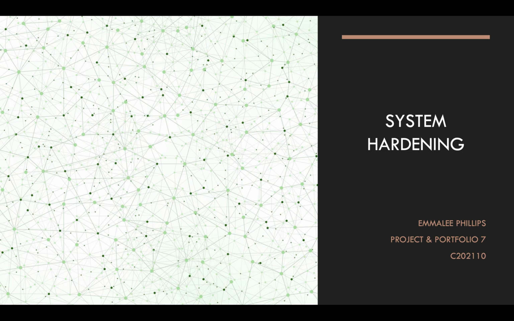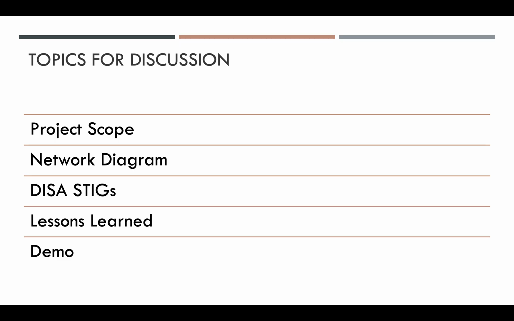Today I will be talking about system hardening. So let's get started. Let's start with our topics for discussion. So what exactly will we be going over today? Today we'll be talking about what the project scope is for this project, what the network diagram will look like for this project, what the statistics are, what the lessons learned are, and then we'll do a brief demo showing how the Ansible playbook works.